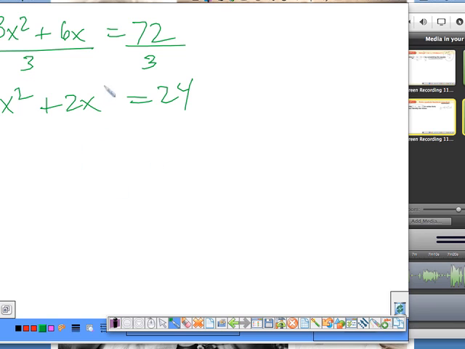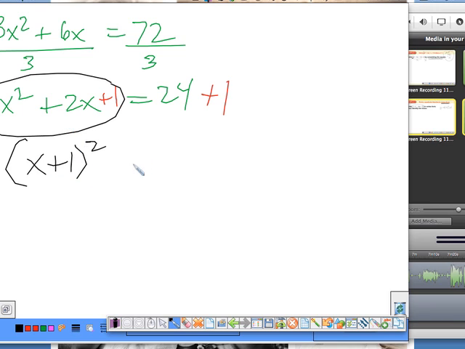Now since we're completing the square, we want to find the c that makes it a square. So this is plus 1 here. If I add 1 to this side, I've got to add 1 to this side. Therefore, next, this is now a square: x plus 1 squared equals 25.